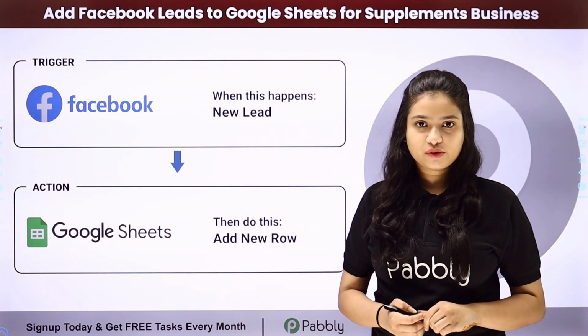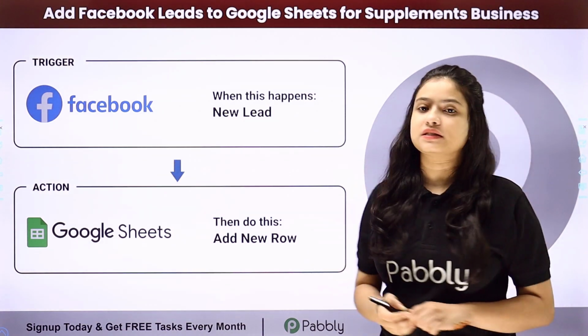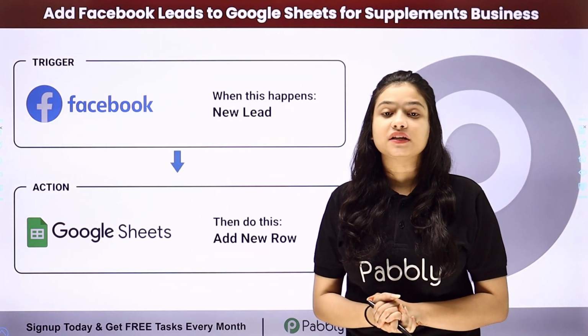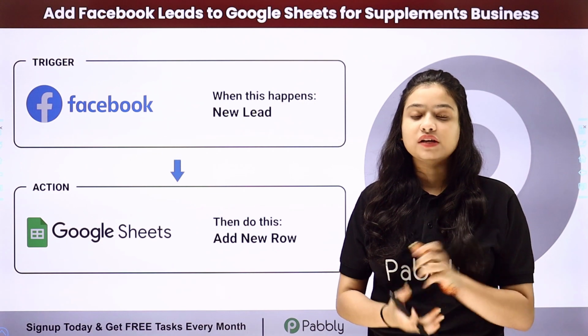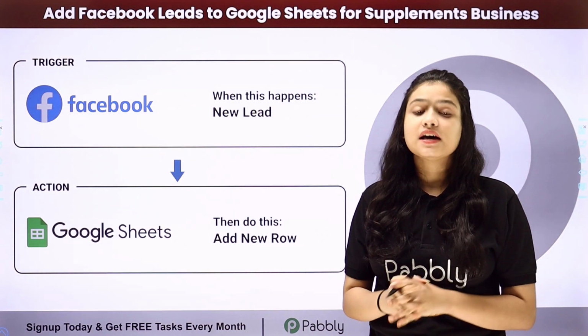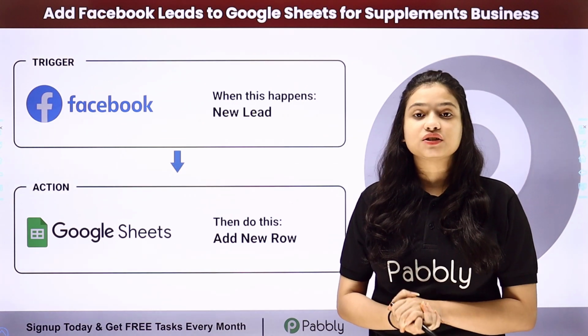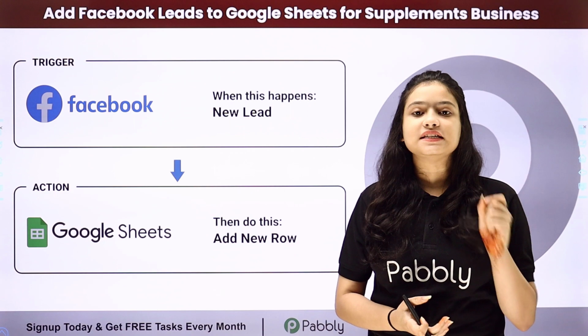In this video, we are going to learn how to add Facebook leads to Google Sheets for a supplements business. Suppose I have a supplement store, and to promote my business, I am running an ad campaign on my Facebook page. Now I want that whenever a new lead is generated through Facebook lead ads, the details of that lead should automatically be added to my Google Sheets so that I can create a record without any effort. So how are we going to automate this entire process?